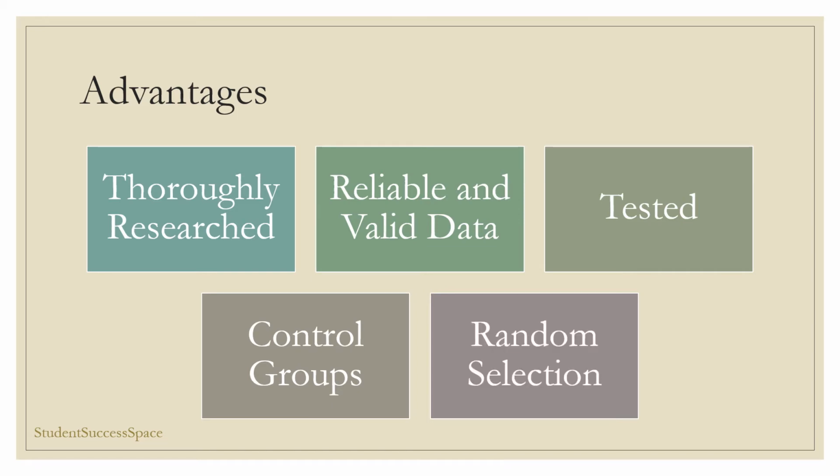Random selection. To ensure valid and reliable data, an experiment must utilize some kind of random selection of participants. When random selection is not used, the end data is going to be skewed and will not prove or disprove the hypothesis because you may have too many people or subjects within a particular domain or area.